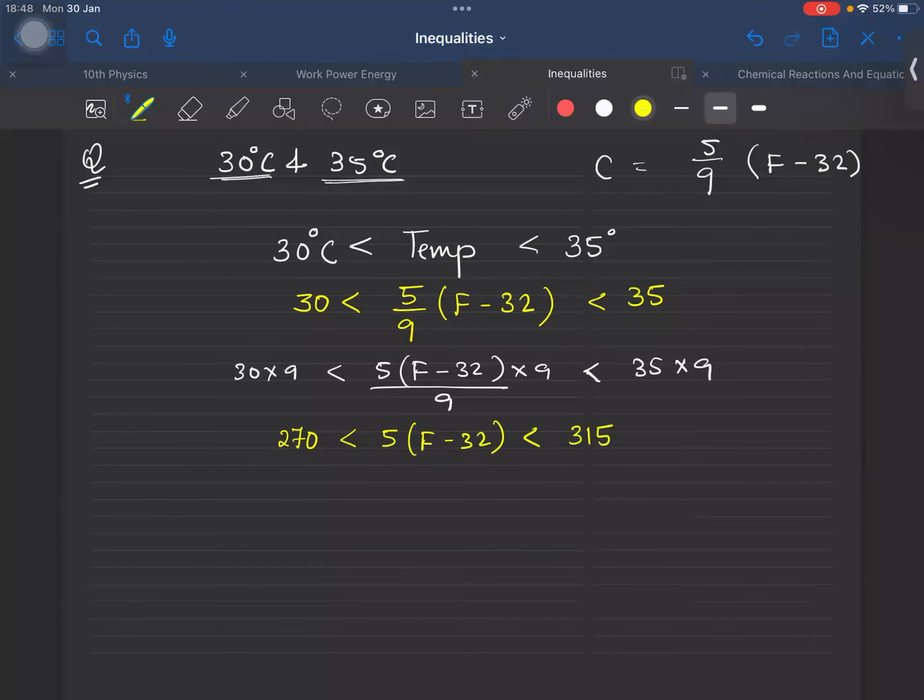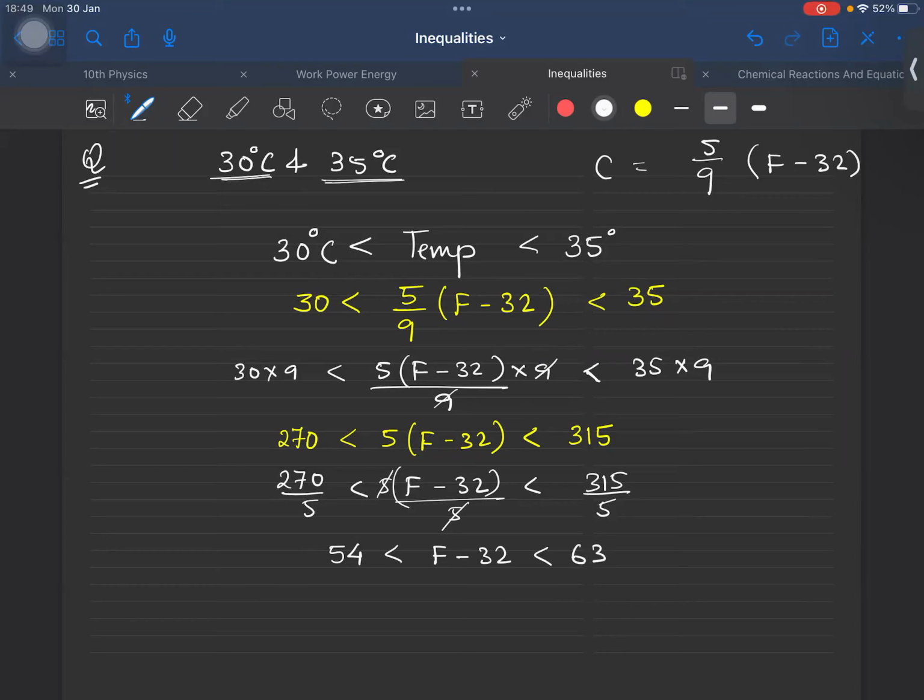Okay, now let's divide all throughout by 5. So we can write 270 by 5 should be less than F minus 32, which should be less than 315 upon 5. So 270 upon 5 is how much? That is 54, should be less than F minus 32, should be less than 63.